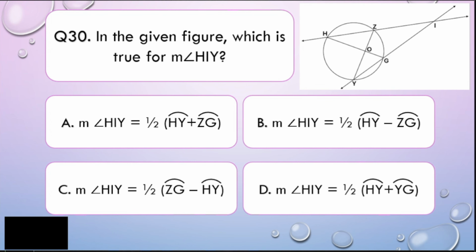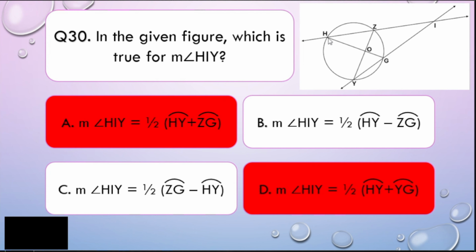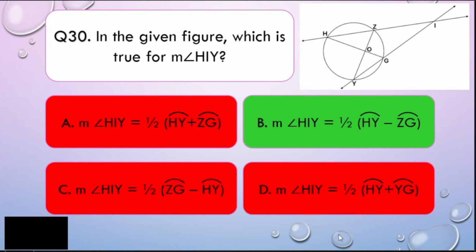Okay, remember, my dear math learners, that when you have an angle formed outside the circle, in order for you to get the measurement of that angle, you need to get the two intercepted arcs, but you just subtract them and get half of it. So therefore, 1/2 is correct, but you subtract it. So letter A and letter D are already wrong. This bigger one would be HY and this would be ZG. So therefore the correct answer is letter B. Easy, right? Very easy, my dear math learners.